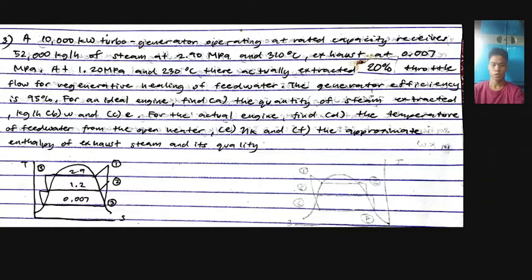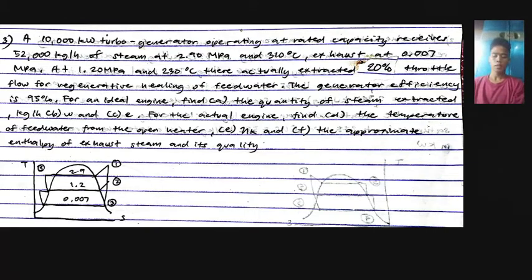Okay, next question, number 3. A 10,000 kilowatts turbo generator operating at rated capacity receives 52,000 kilogram per hour of steam at 2.90 MPa and 310 degrees Celsius. Exhaust at 0.007 MPa at 1.20 MPa and 230 degrees Celsius. They actually extracted 20% throttle flow for regenerative heating of feedwater.